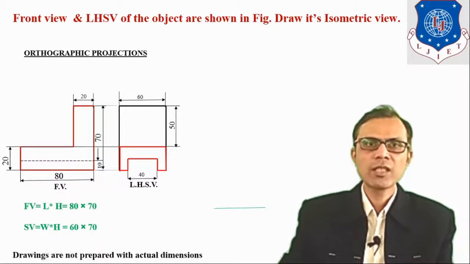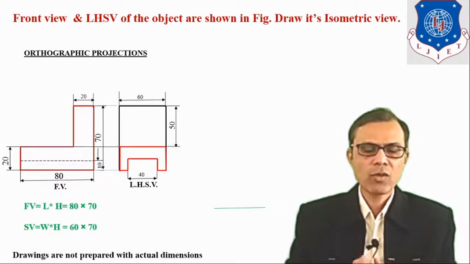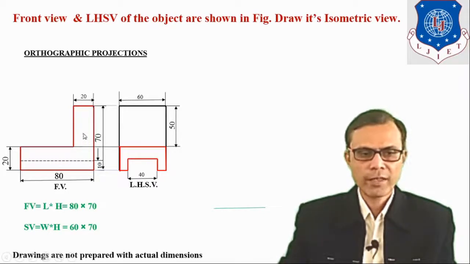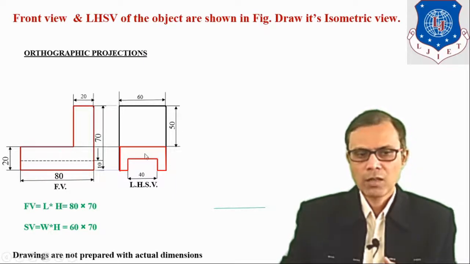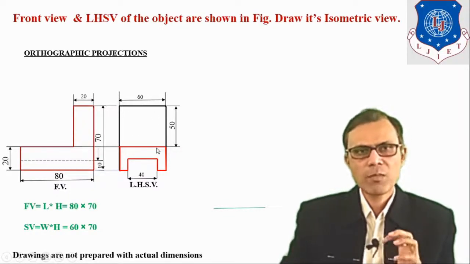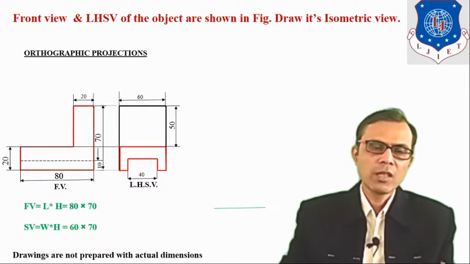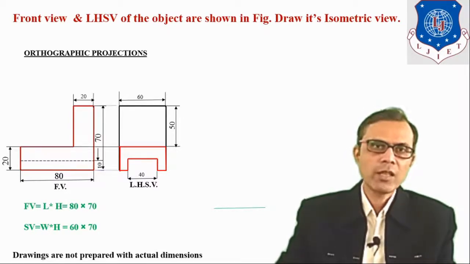So length, width and height, we have three dimensions. And if we try to visualize this object, in front view it looks like a rectangular shaped plate, and in left hand side view, it is projected from here, it is a projector line. So this much portion, this rectangle, looks like an inverted C shape, and above that this much portion of the plate looks like a rectangle of 60 by 50. So that can be visualized from the given orthographic views, and then we should start to prepare the isometric view.